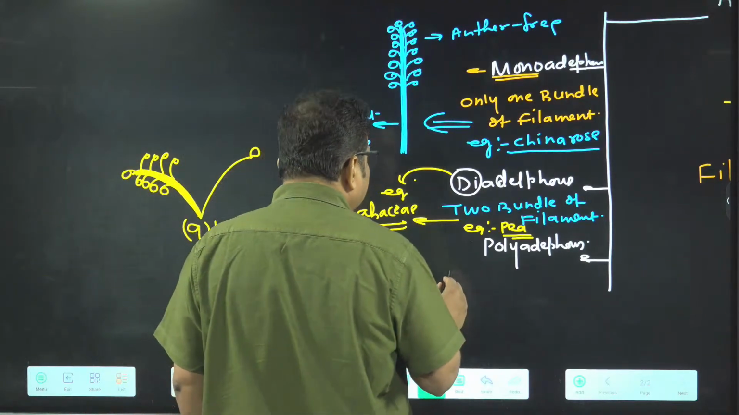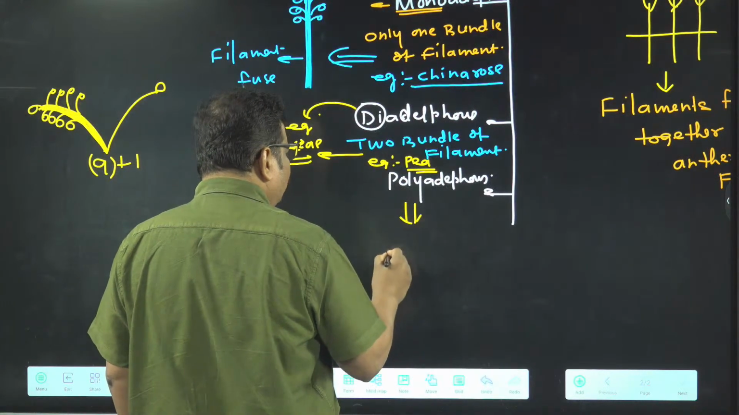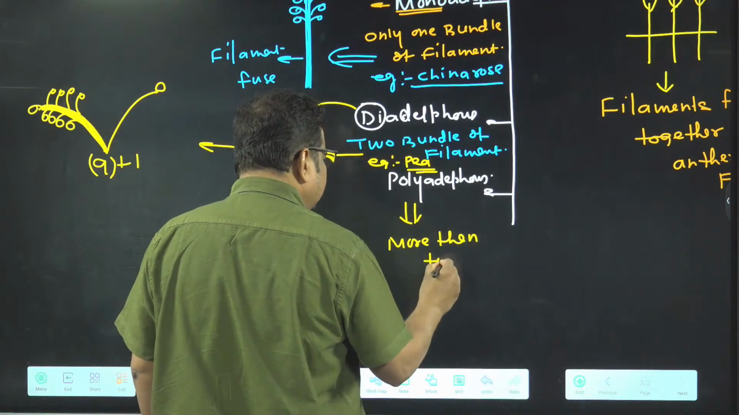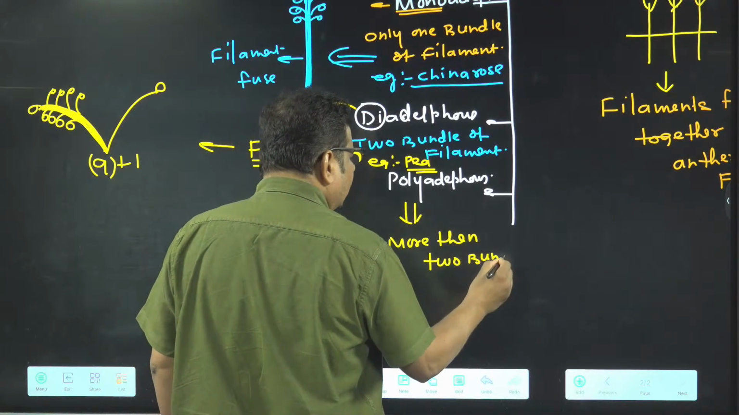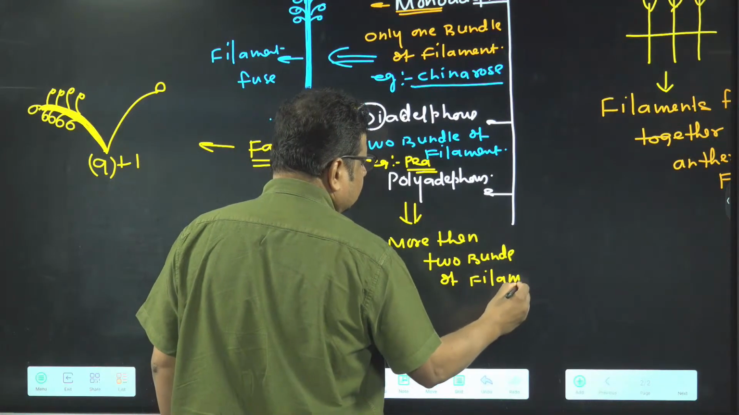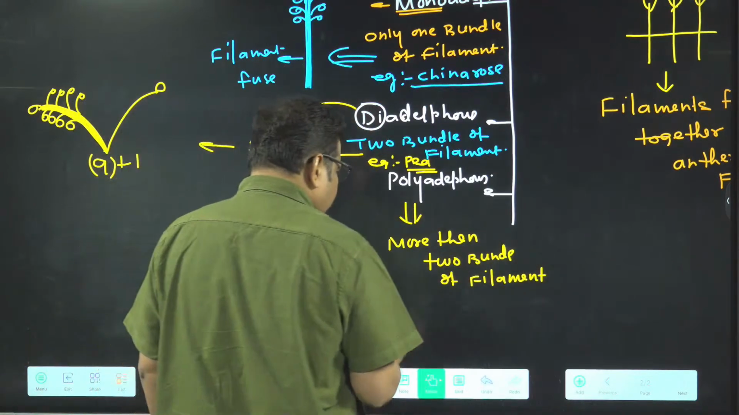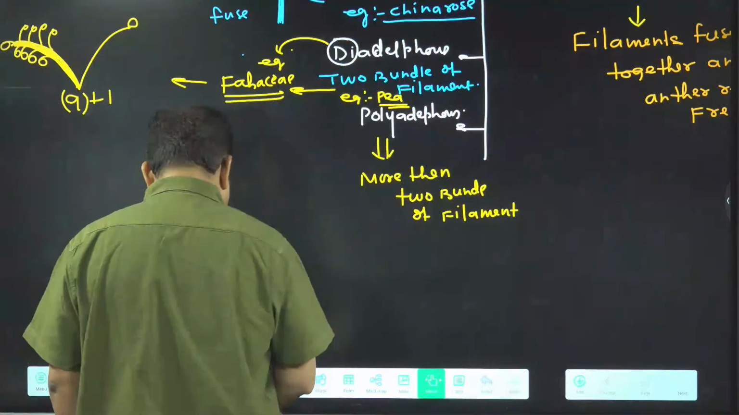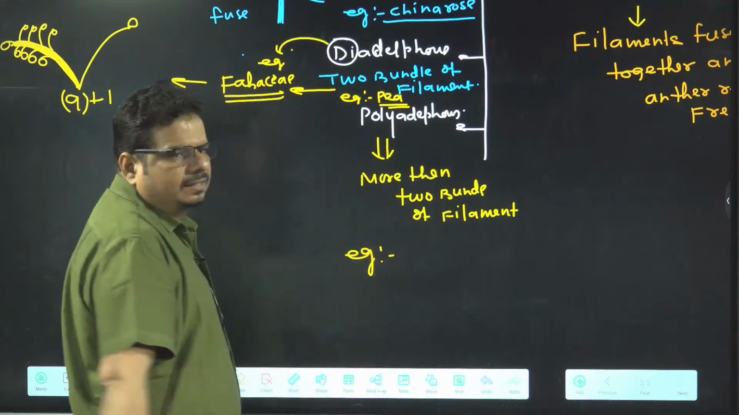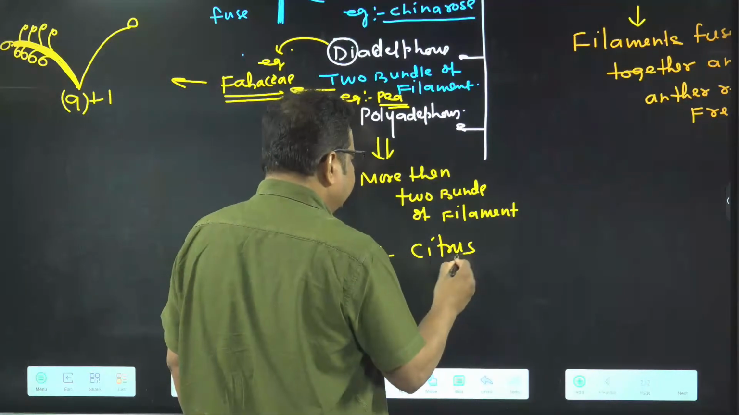And the last is which one? Polyadelphous condition. Clear from the name, more than 2 bundles of filaments are present in the case of polyadelphous condition. Right? So if we talk about polyadelphous condition, what is the characteristic example mentioned in the NCERT? It is the citrus.